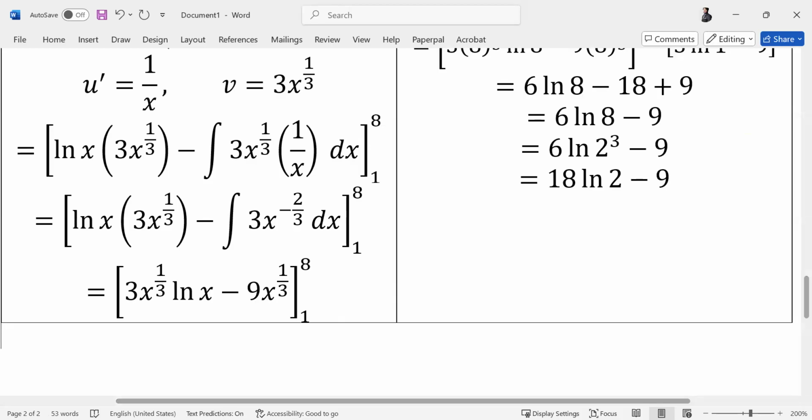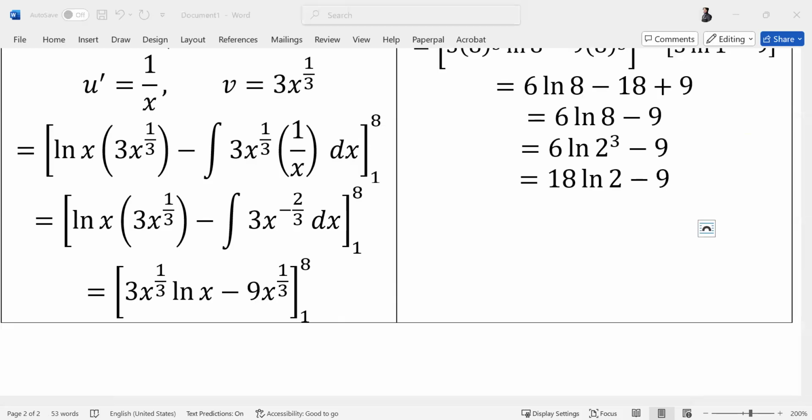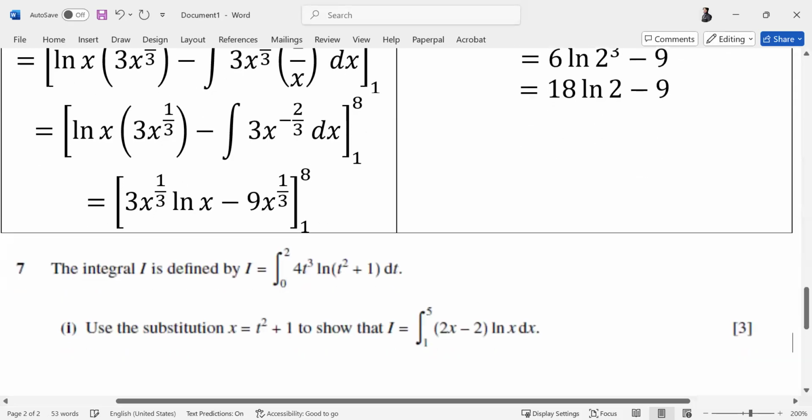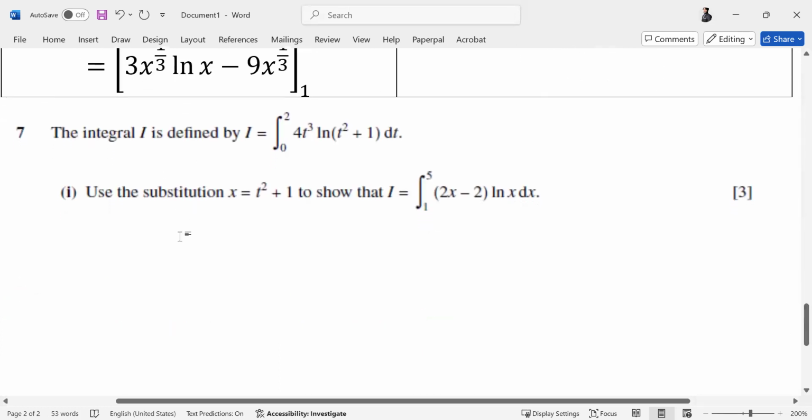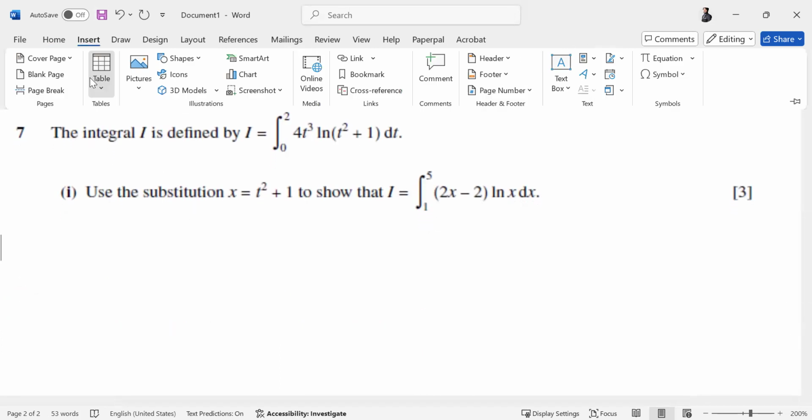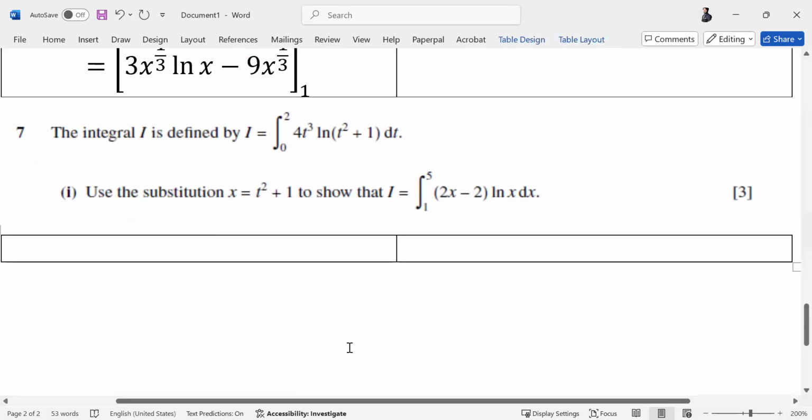Let's do another question in which there is substitution and then it is followed by integration by parts as well. So the first part is just substituting. So we'll recall what we have just studied in the previous class. We will do this along with it.